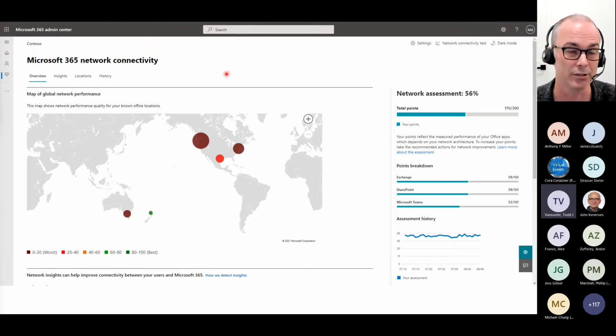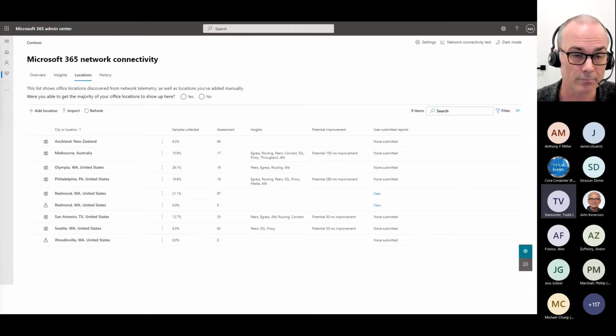And we use this information to essentially build a map of where we perceive your traffic to be coming from around the globe, and provide some feedback on how your connectivity is performing relative to other customers in similar areas and what you can do to improve it. And so we'll attempt to associate your traffic with these given locations. We'll provide insights on improvements that can be made, potentially with examples of the millisecond improvement on latency that could be achieved. And we provide an overall assessment score that feeds into the productivity score that you'll also see in the admin center.